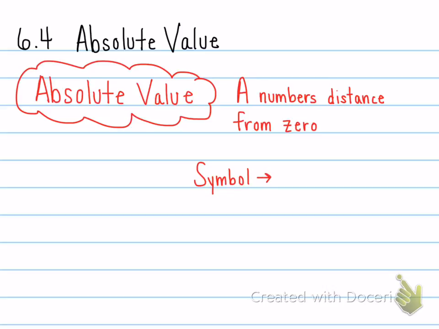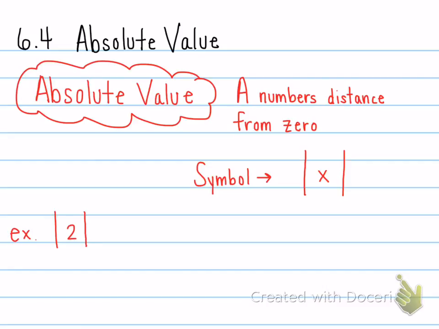Sometimes it looks like an 11, so you have to be very careful. They're usually longer, like this, and then the number that you're finding the absolute value of shows up inside the absolute value symbols. So, if I want you to find the absolute value of the number 2, it would look like this.